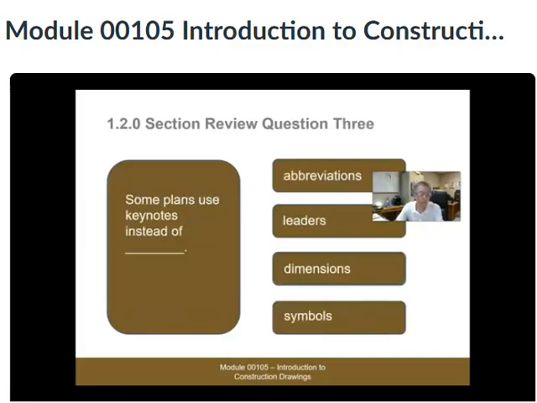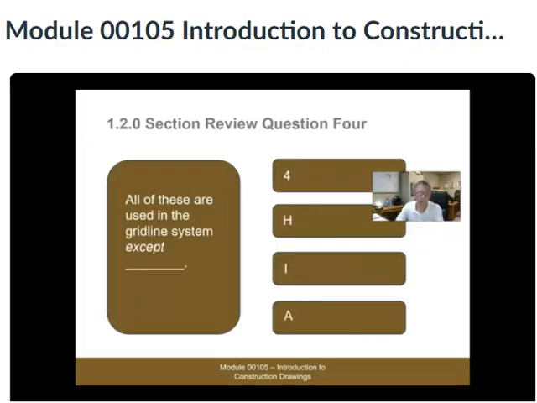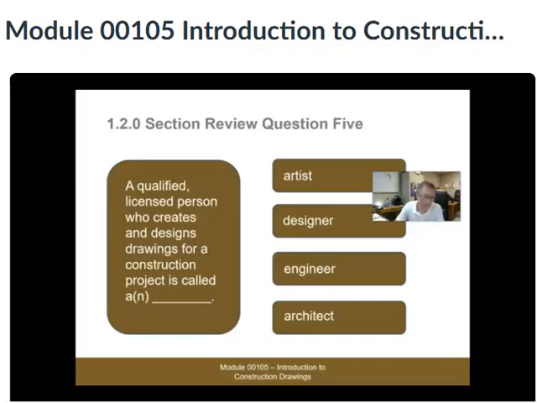It says some plans use keynotes instead of abbreviations, leaders, dimensions, or symbols, and that's going to be symbols. All right. It says all of these are used in a grid line system except for H, I, or A. And I'm going to say that could be that I because some people may think that it's a 1. All right. It says a qualified licensed person who creates and designs drawings for a construction project is called an artist, a designer, an engineer, or an architect. And that's going to be architect.